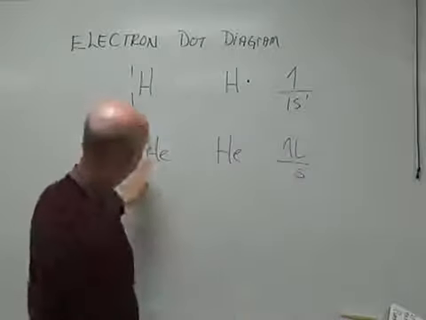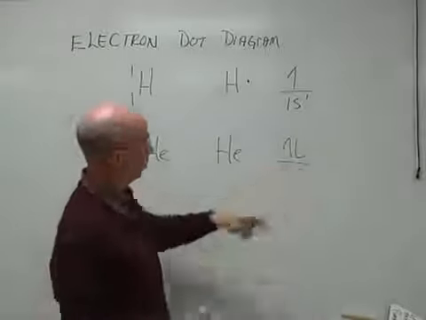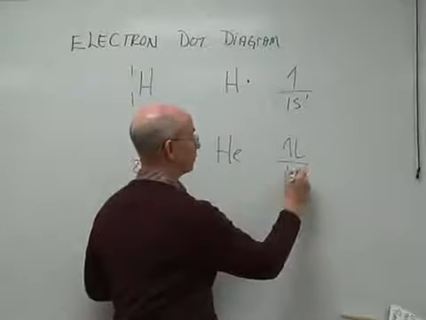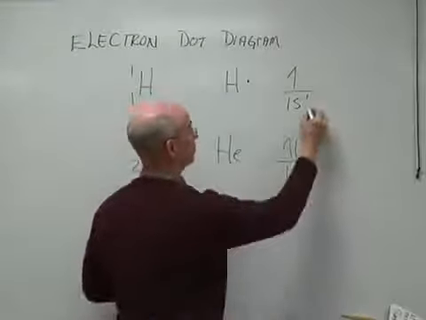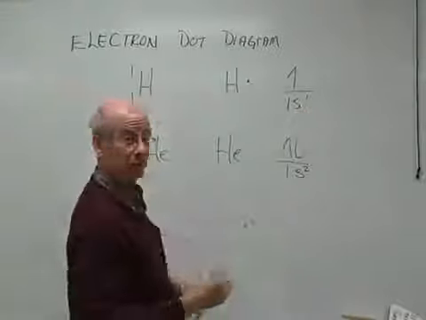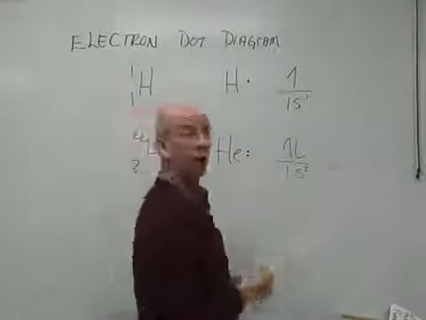Second would be helium. Has 2 protons, therefore 2 electrons when it's neutral. There's the 2 electrons, and it would be in the 1s energy level and sublevel. And there's 2 electrons here, 1 there. Therefore, there's going to be 2 dots in the s, so we put it right there. And that would be energy level 1.